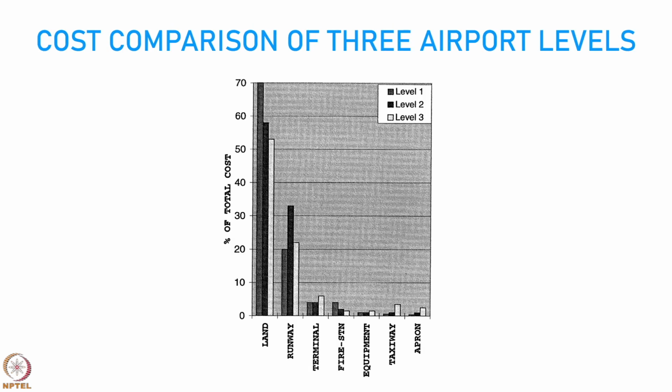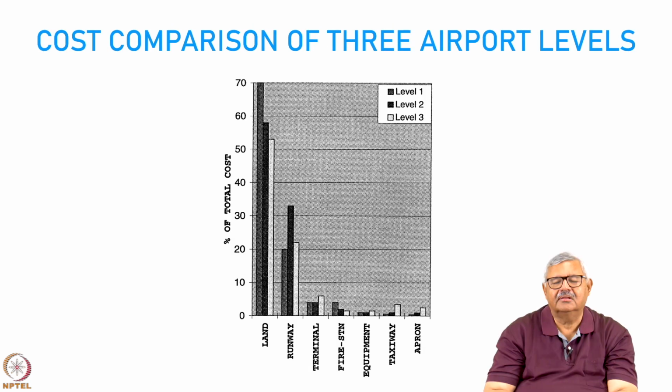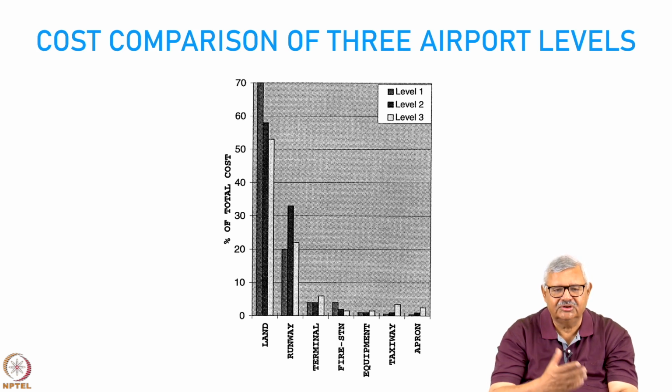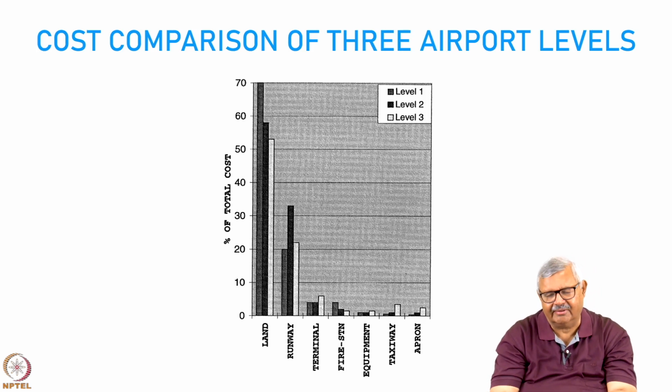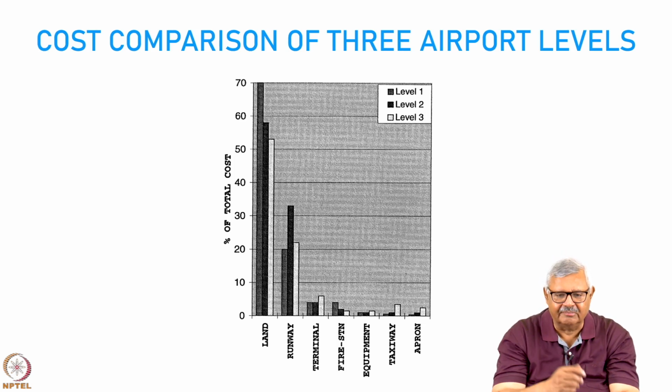Okay, so here is the graph that shows the comparison between the 3 levels of airports. Look at on the y-axis we have the percentage of total cost. So we notice that land costs vary from 55 to 70% of the total cost. That is the most expensive item actually when you set up a new airport. Then you have a cost of runway construction. Then you have the terminal building cost, you have the fire station cost.